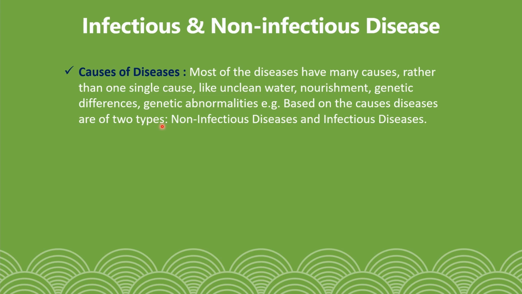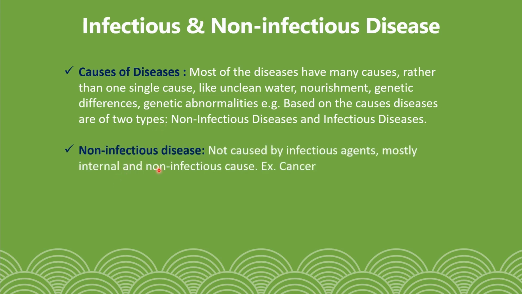If the causing agent is non-infectious, then that type of disease is called a non-infectious disease, not affected by an infectious agent, mostly from internal causes. For example, cancer. Most types of cancer are non-infectious. At the same time, there are some cancers which are infectious as well, like the case of some viruses which may cause liver cancer. But the major category of cancers comes from genetic abnormalities.